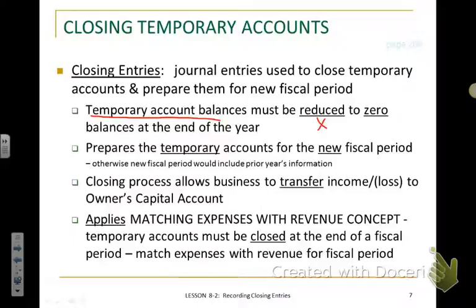The closing process allows businesses to transfer the income or loss to the owner's capital account, and it applies that matching of expenses and revenues concept that we've talked about before, as do the adjusting entries. The adjusting entries also help us apply that matching because now we're adjusting those accounts for the expenses that they had in that fiscal period. If you remember, the adjusting entry always has one expense account in there to show that you're updating the expenses that you've used during that fiscal period.